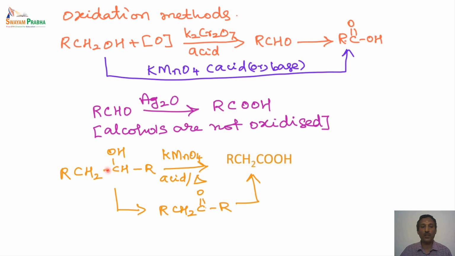So in this particular case, there are two ways the molecule can cleave. When this bond cleaves we get an RCOOH, and the other unit also undergoes oxidation to give a carboxylic acid. So this way we can get two different carboxylic acids.